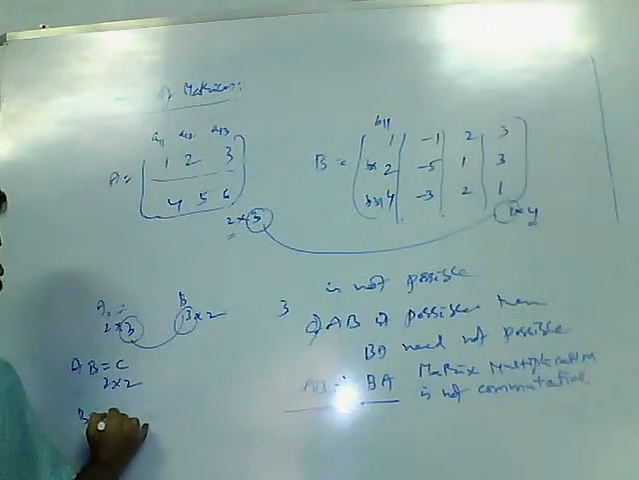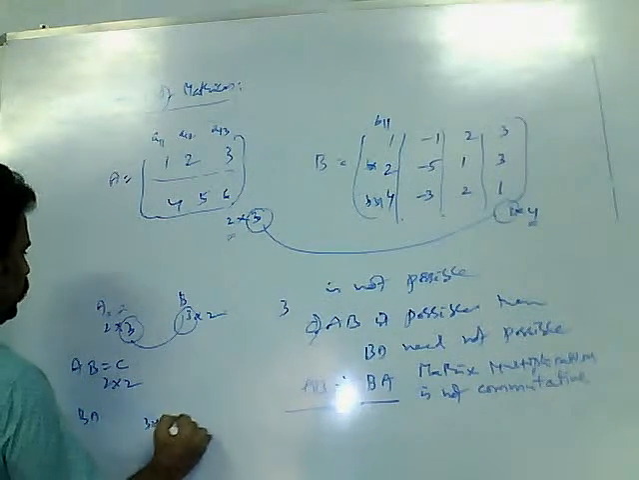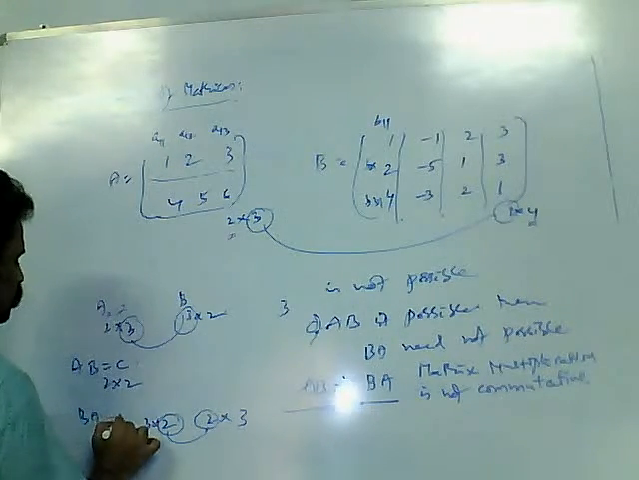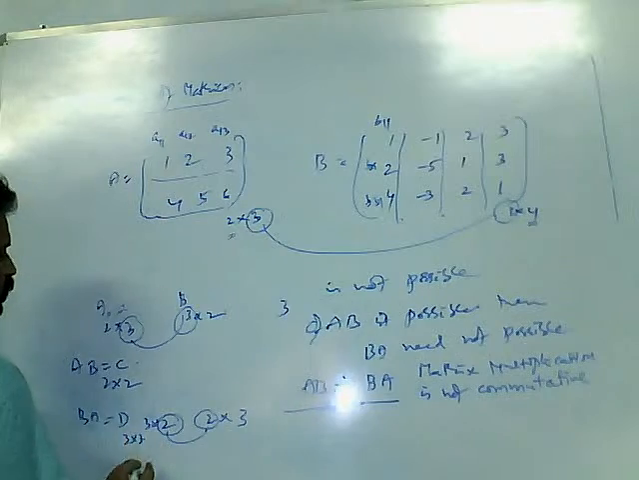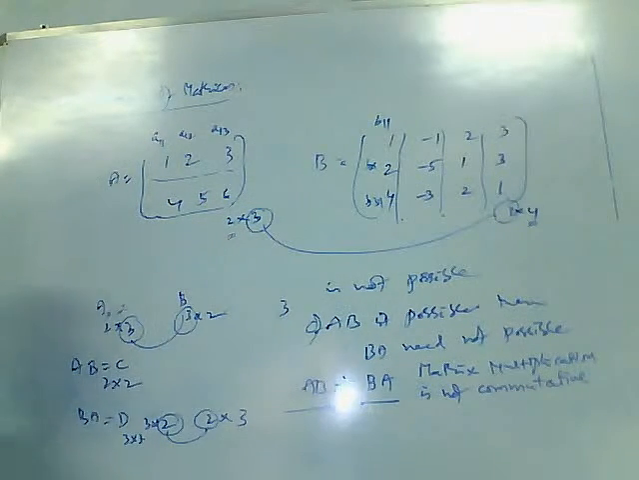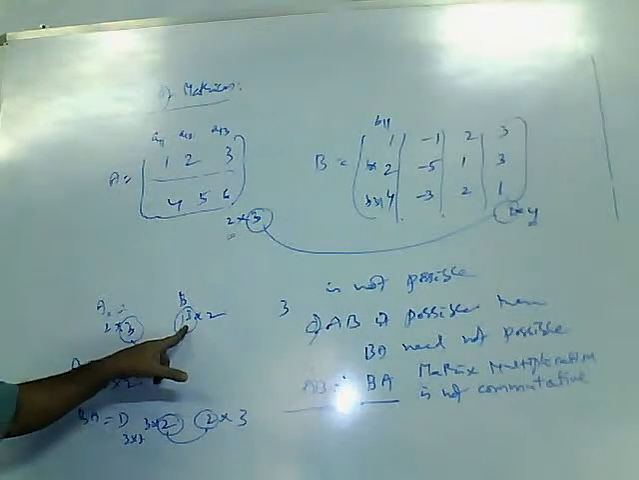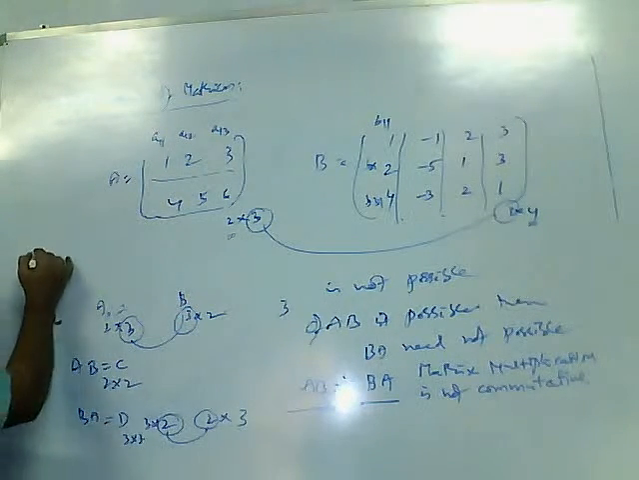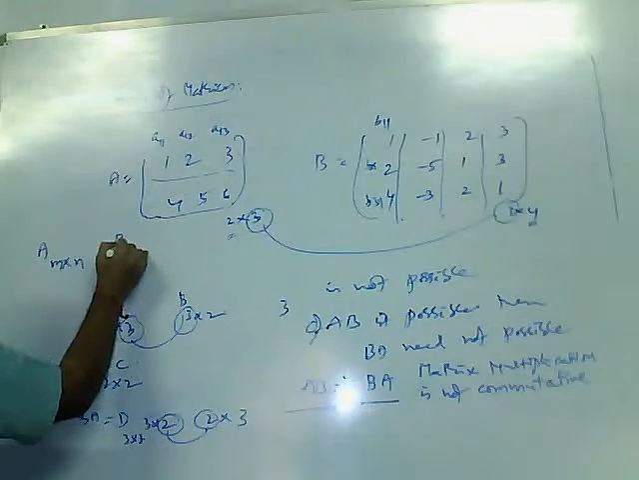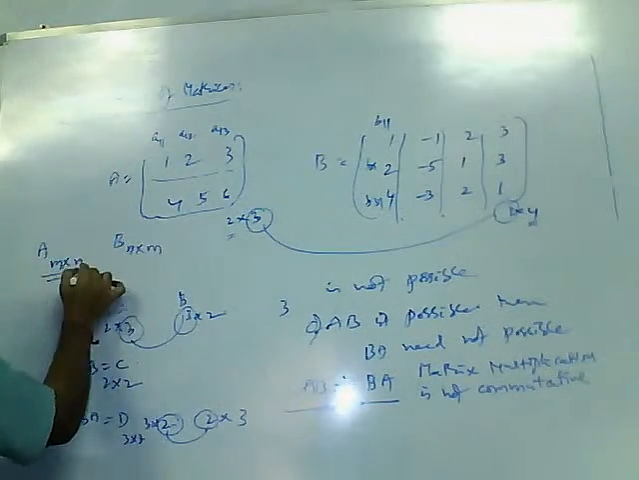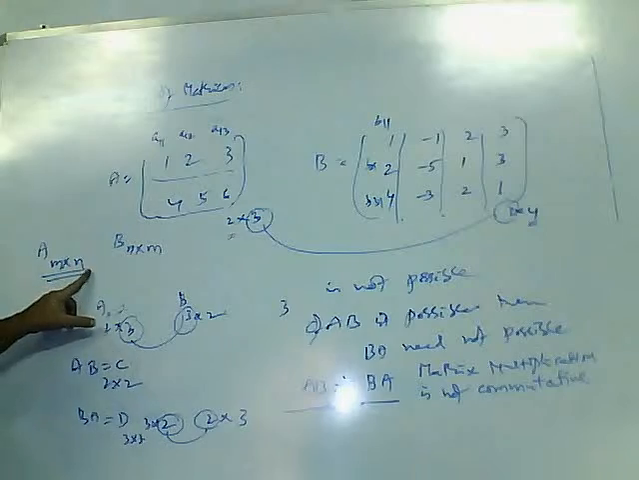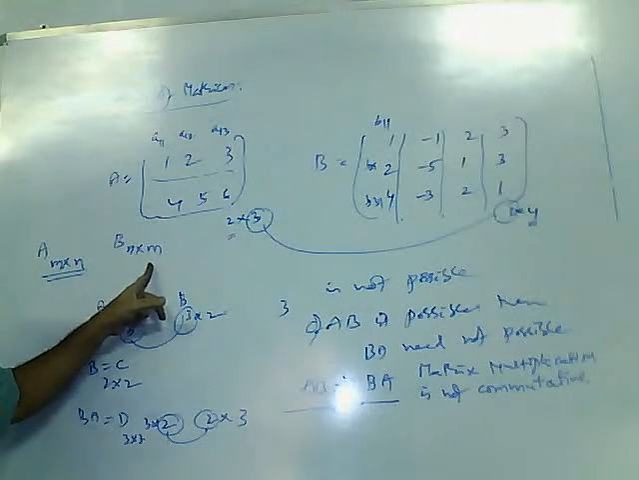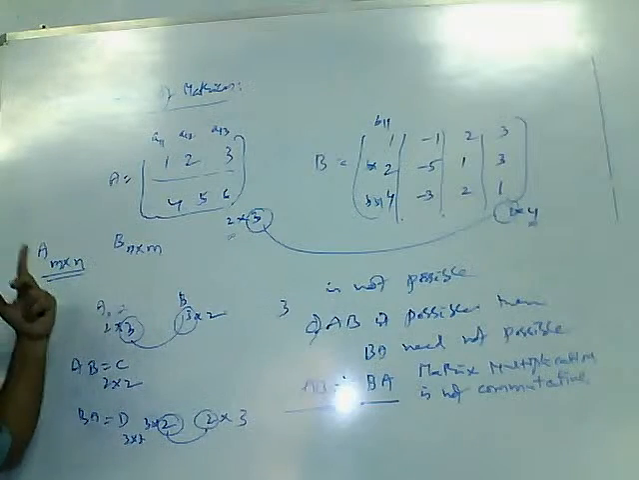Suppose BA. BA is how much? B is 3 by 2 and A is 2 by 3, right? Again these two are equal automatically. BA is equal to something, D, and you get 3 by 3. So if the order of A is reversed with the order of B, then AB is possible and BA is also possible. So if A is M by N and B is N by M, the number of rows and columns of the first matrix are reversed with the number of rows and columns of the second matrix, then AB and BA both are possible.